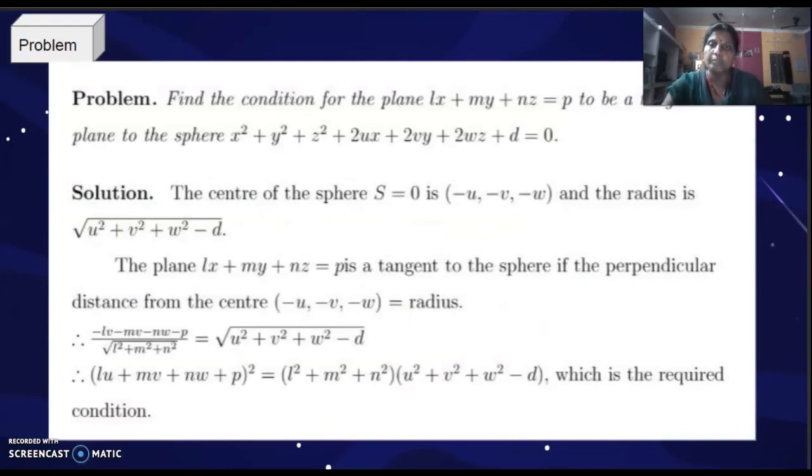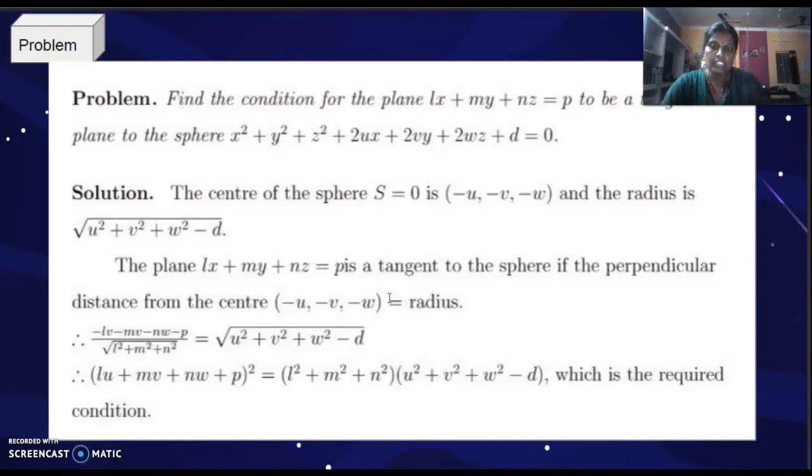Here there is another problem. Find the condition for the plane Lx plus My plus Nz equal to P, where L, M, N are direction ratios or direction cosines, to be a tangent plane to the sphere. Here this is the equation of a sphere. In the sphere equation we find the center of the sphere as minus u, minus v, minus w, and the radius is the square root of u square plus v square plus w square minus d. The given plane Lx plus My plus Nz is the tangent plane. We already know the condition for tangency.